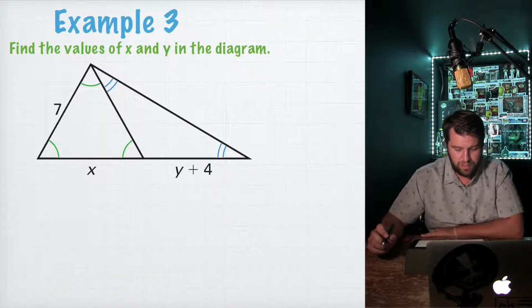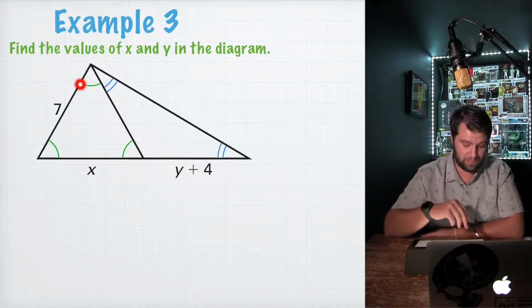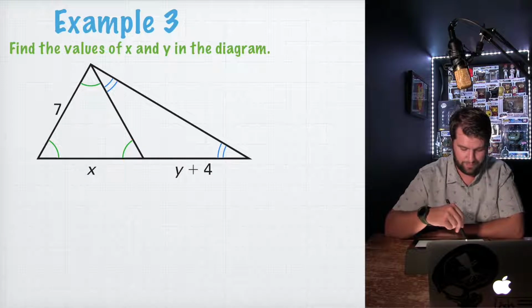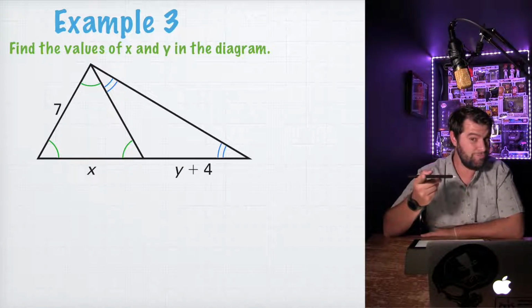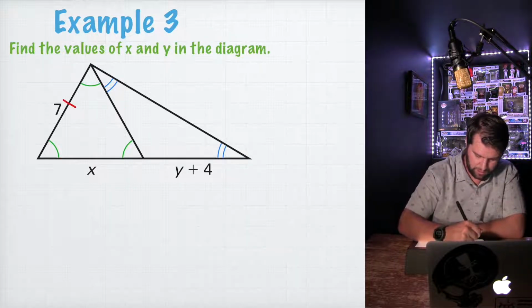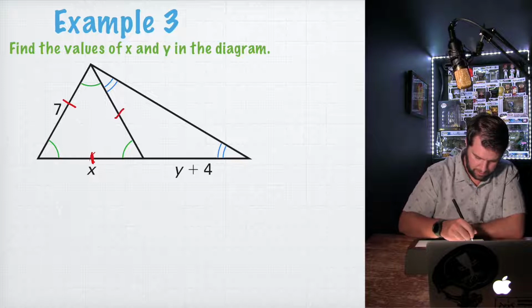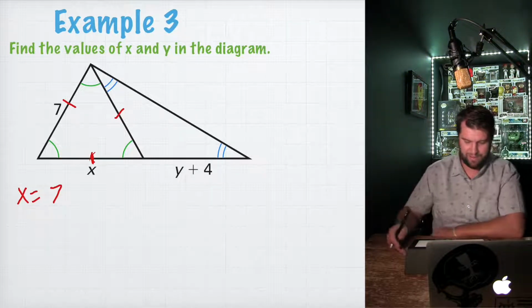Find the values of X and Y in the diagram. So to find the value of X, we'll take a look at this triangle right here. It is equiangular, which means it is also equilateral. So all sides are going to be congruent. So X is going to equal 7.